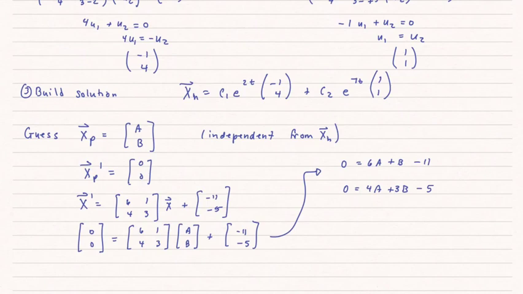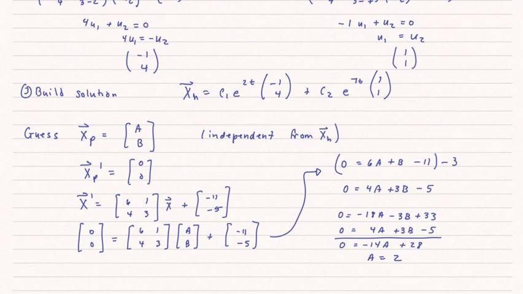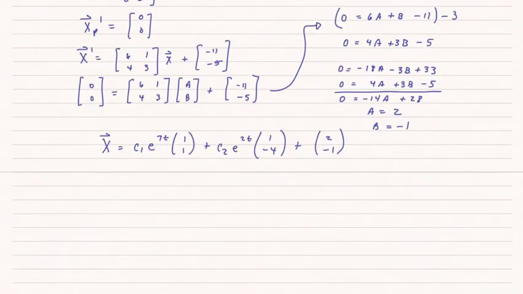So following simple matrix multiplication, we get this, and with a little bit of elimination, I'll multiply the first equation by -3, and I find that A is equal to 2. And if I go ahead and calculate B, I'll find that B is equal to -1. And this is our final solution.